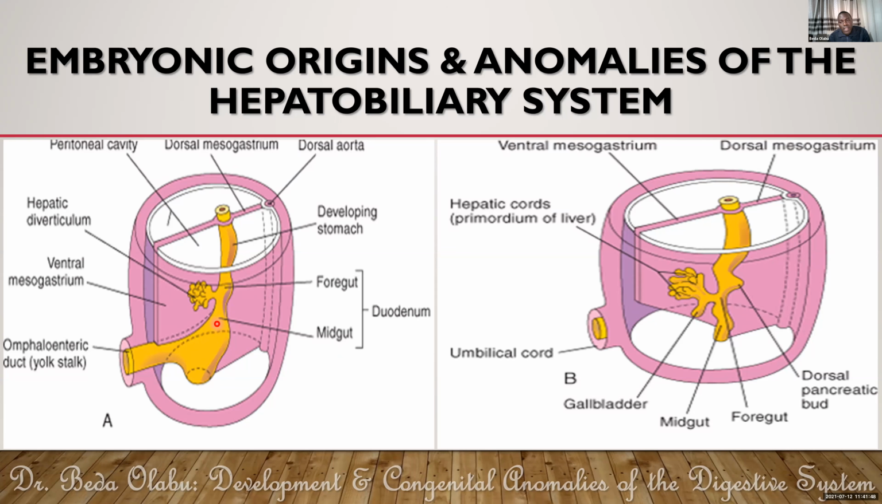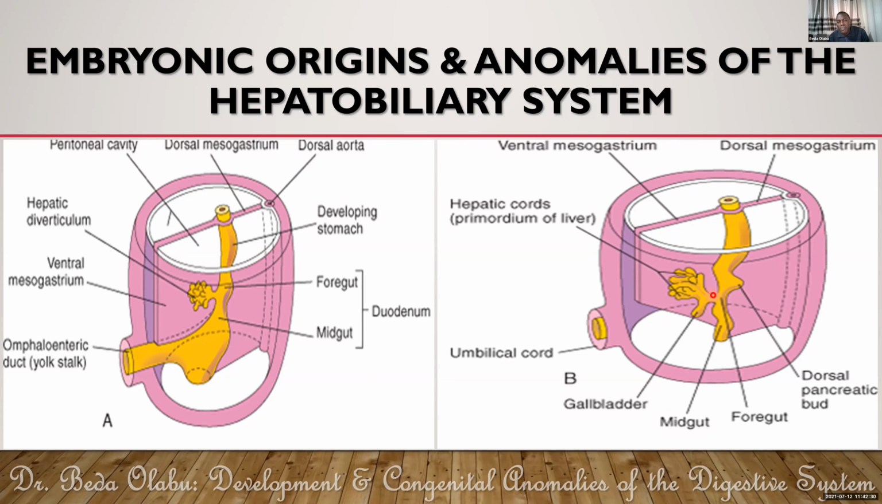Initially, for the liver and gallbladder, there's a structure which we call the hepatic diverticulum that developed from the anterior aspect of the foregut. This hepatic diverticulum then divides into two. This part here, which we call the pars hepatica, will give rise to the liver and some parts of the biliary tree. And this part here, which we call the pars cystica, P-A-R-S, pars cystica, will give rise to the gallbladder and the cystic duct.